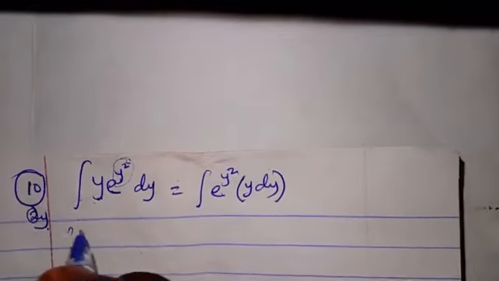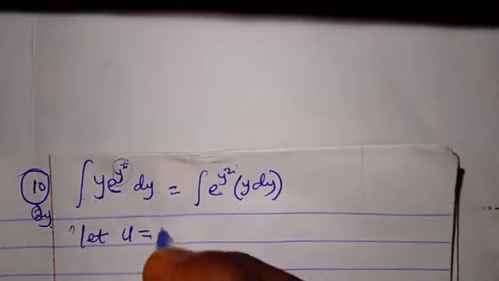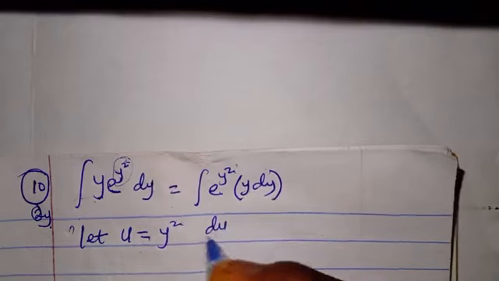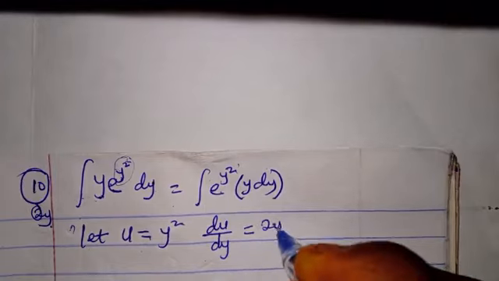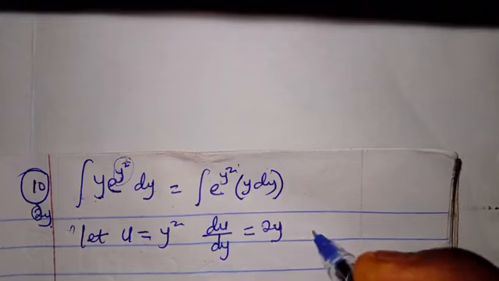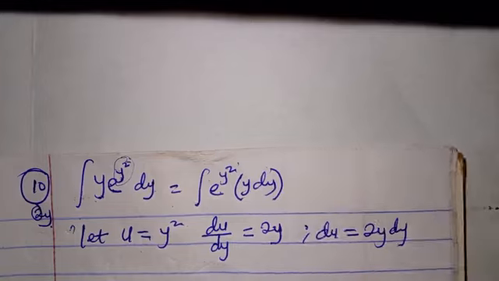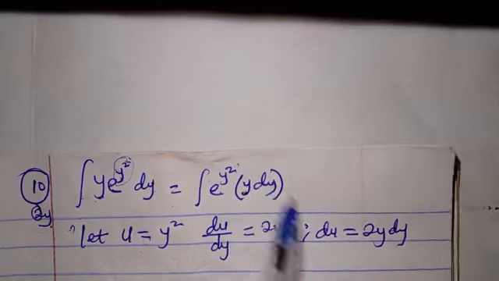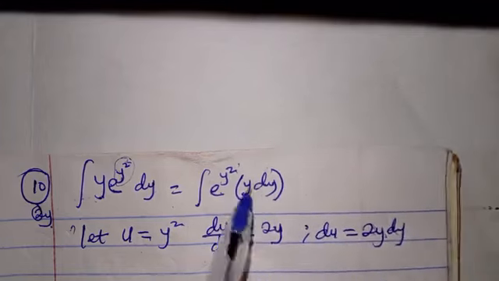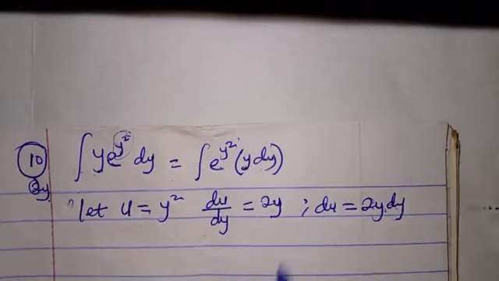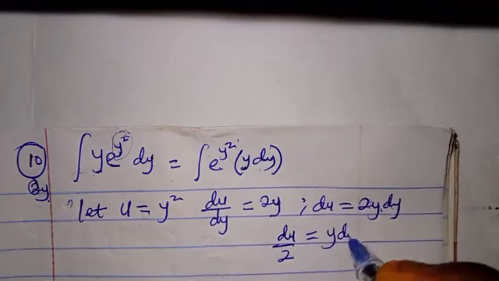So I'll say let u be equal to y squared. So if I differentiate u with respect to y, I will get 2y. Which means that if I cross multiply, du is equal to 2y dy, right? Here we have y dy, but I'm seeing 2y dy here. Let me remove the 2 to make everything here the same. That means I'll have to divide both sides by 2. So that du over 2 will be equal to y dy.